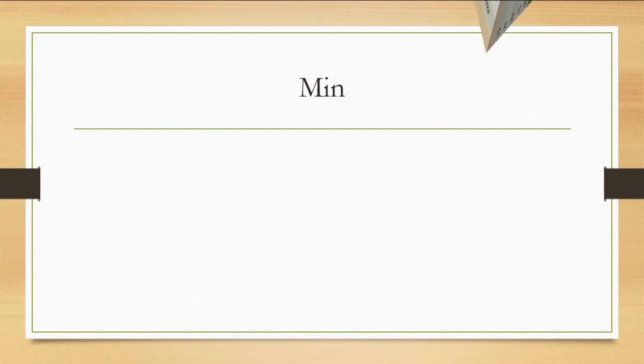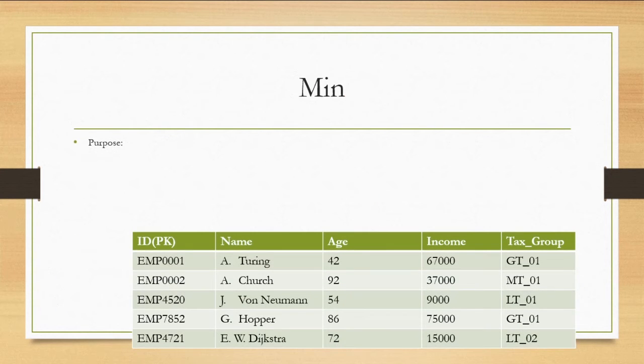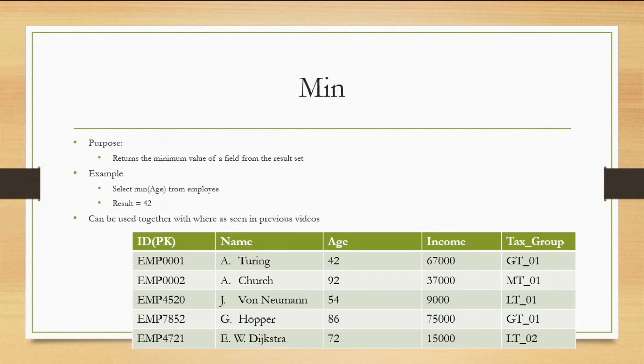Now, let's look at min. The purpose: it returns the minimum value of a field from the result set. For example, select the minimum age from employee. If we look at our table, we see the minimum age is 42, thus our result is 42. Again, it can be used together with where, as seen in previous videos. It has not been used explicitly, but works the same as count.